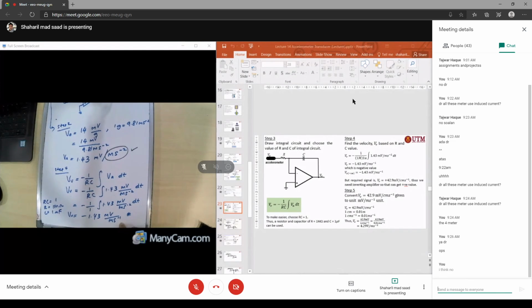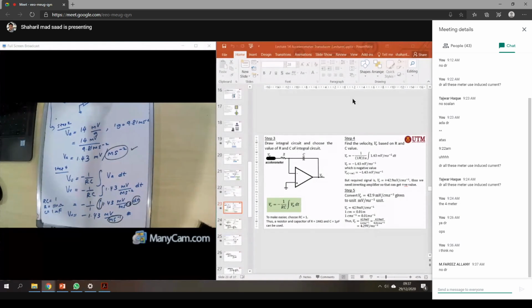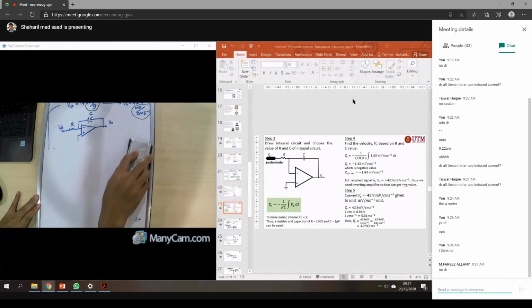No? So what happened is dt, integral dt here. So it will integrate this one only. Meter per second squared, now it becomes meter per second only. Okay? Done. Good. Okay? So that's it, step number 4.